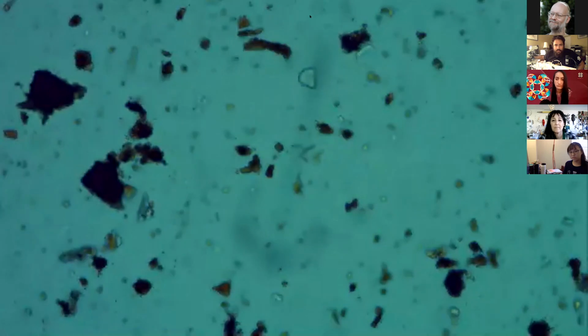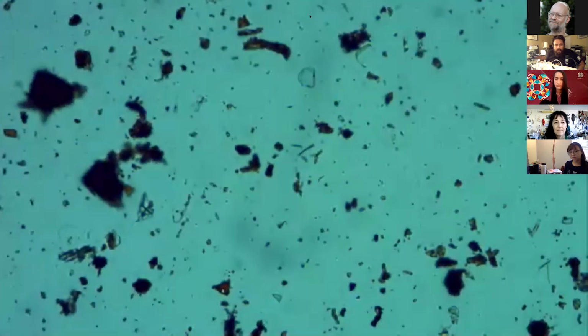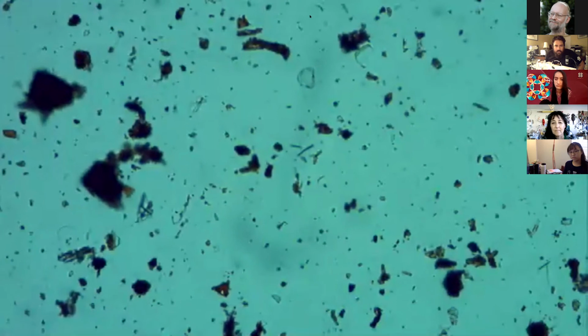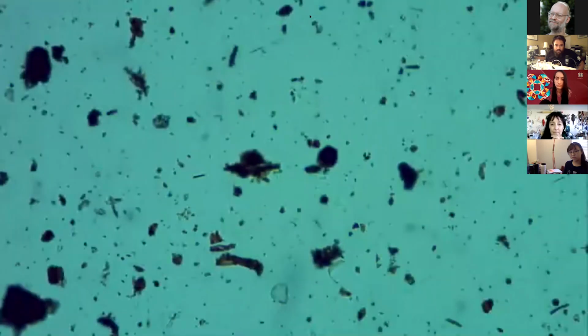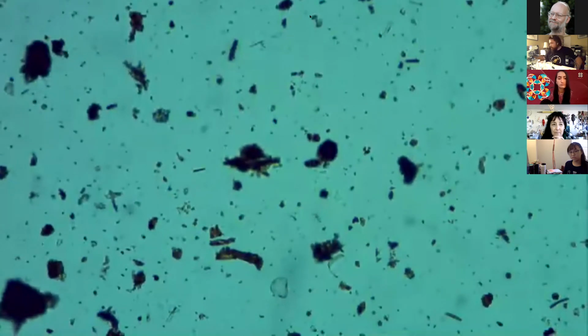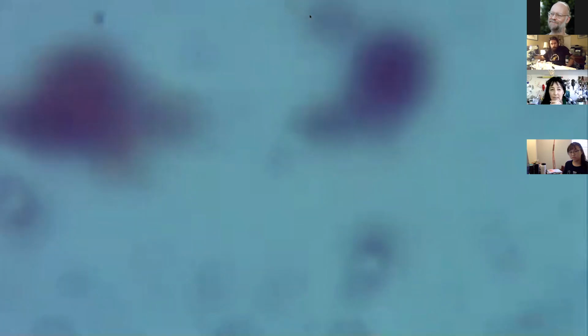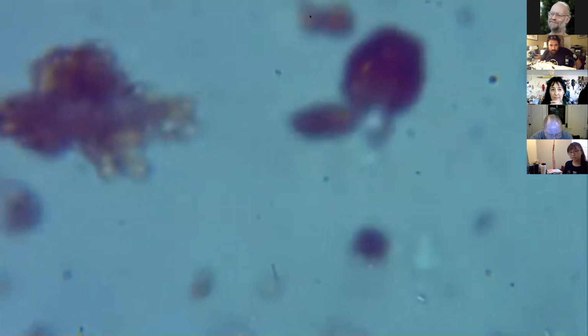Let's get a little more light. Let's see if there's anything living on this little bit of humate right here. What magnification are you using now? Right now, I am at 400x. Okay. I really need to get one of those fancier ones that actually tell you.